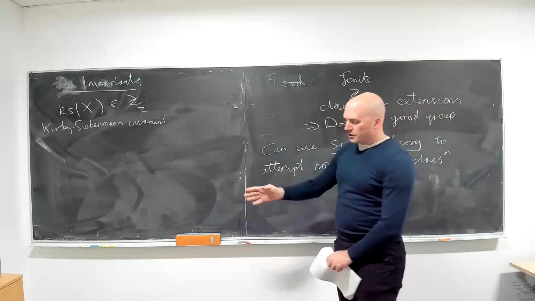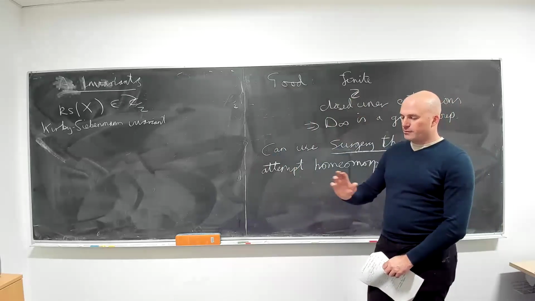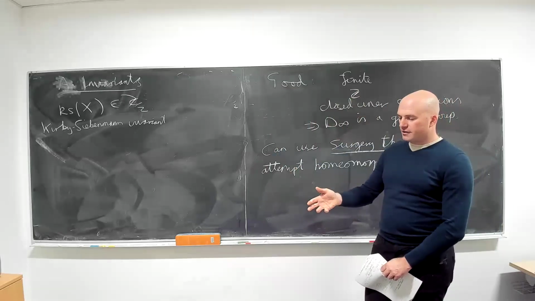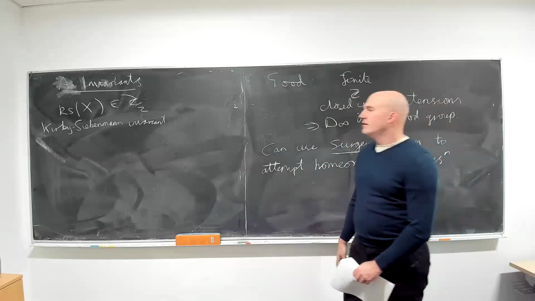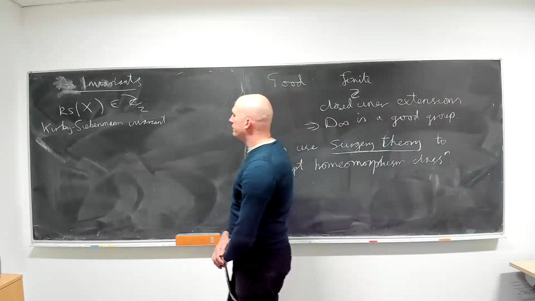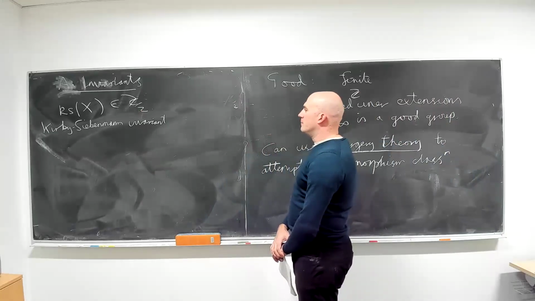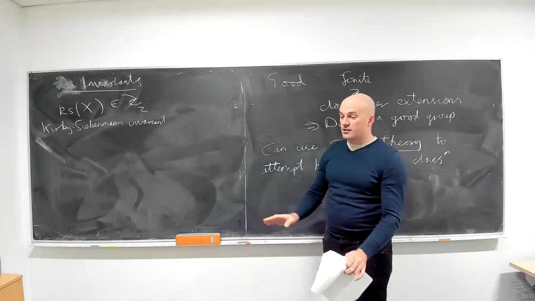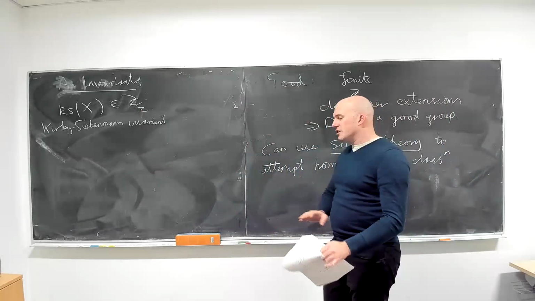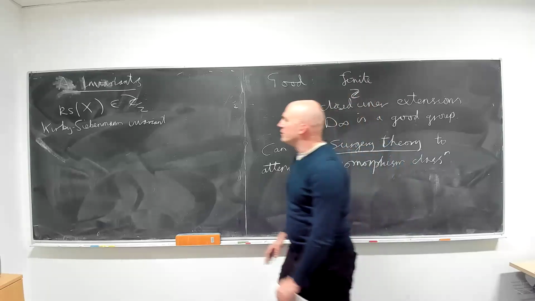A priori for a topological manifold, the transition functions would just be homeomorphisms of Rn that fix the origin. If they can be made linear, then this Kirby-Siebenmann invariant vanishes. That doesn't mean that you have a smooth structure on the manifold. It's just an obstruction to getting a smooth structure on the manifold.